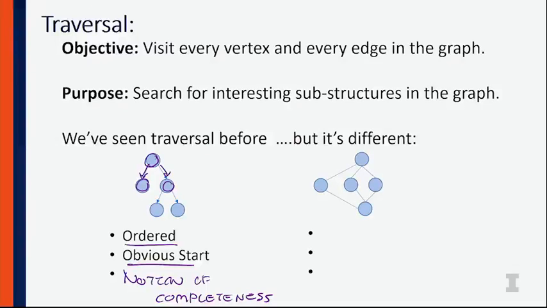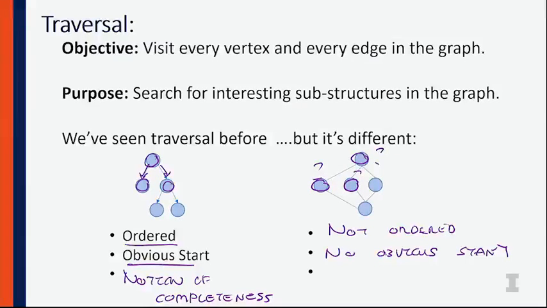A graph has a lot of weird properties that trees don't necessarily have. Here in a graph, we don't know a natural ordering of all these nodes, so they're not ordered. A second thing is there's no obvious start. Where would you start on this graph? Would you start at the middle node? Would you start at the top? Would you start at the left? All of these could have valid arguments on where to start. There's no obvious place to start.